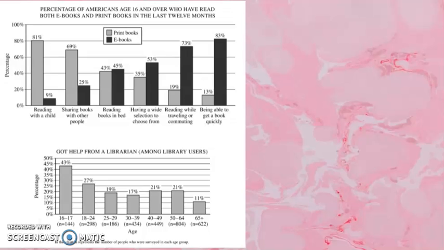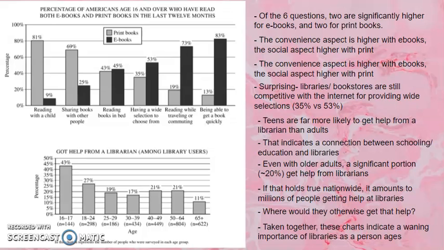Synthesis. Here's the actual visual source that was given with that library prompt. So how could I include information from this into my essay? Well, there are a lot of things I could say about this. In the top chart there, a graph. Of the 6 questions asked, I noticed that 2 are significantly higher for ebooks and 2 for print books. I noticed that the convenience aspect is higher with ebooks, but the social aspect is higher with print, right? We're reading with somebody, we're sharing books with other people, but this is more about how to be convenient, quick, and easy.